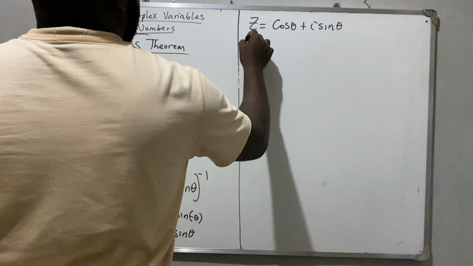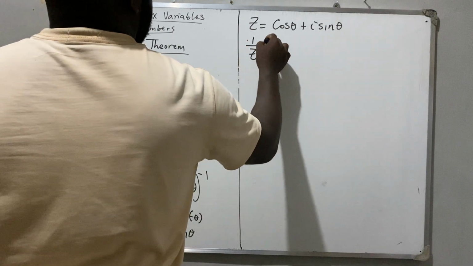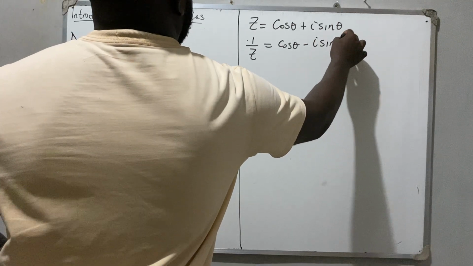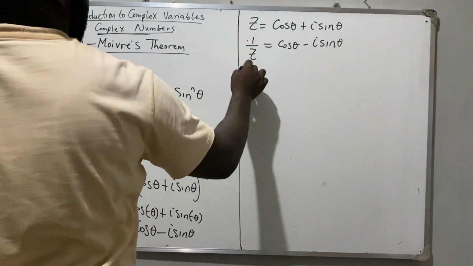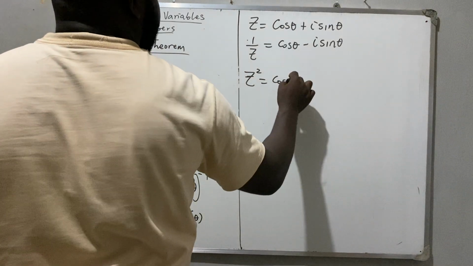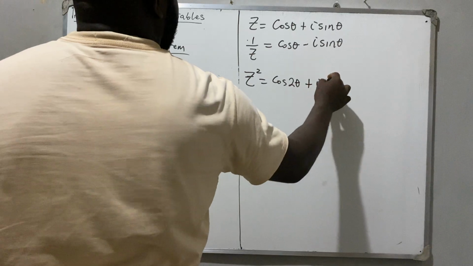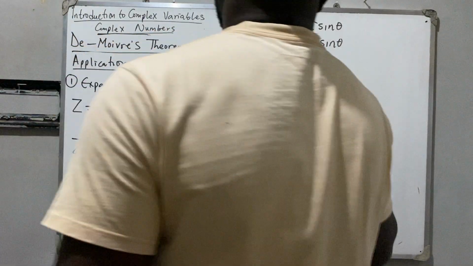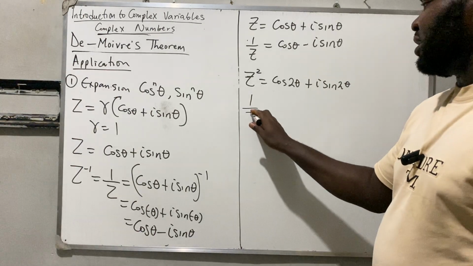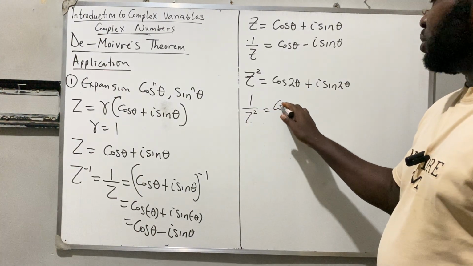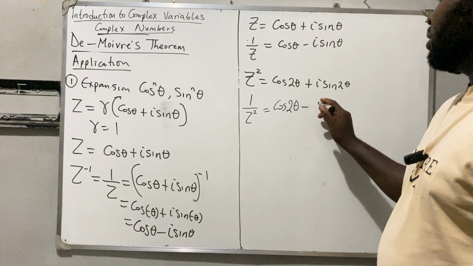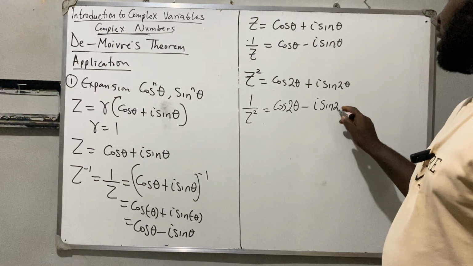Okay? So 1 over Z is equal to what? Cos theta minus I sine theta. Okay, so that means if I take the square of this, Z square is equal to cos, remember the 2 will come and multiply this, so cos 2 theta plus I sine 2 theta. Okay? So now, if I take 1 over Z square, it will be the same thing. Just change the sign here. Cos 2 theta minus I sine 2 theta. We are going somewhere.